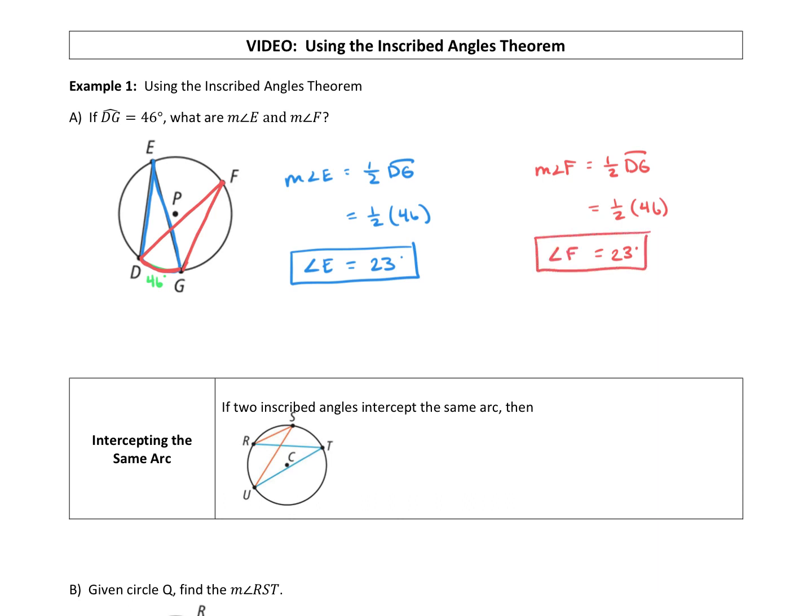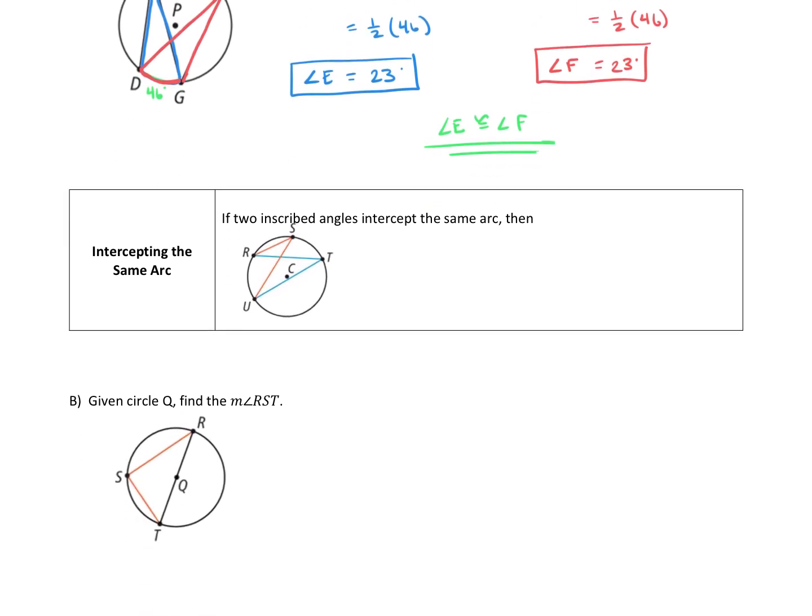Well, isn't that interesting? So we now know that angle E is congruent to angle F because they have the same measure. So that leads us to our first little theorem, intercepting the same arc. If two inscribed angles intercept the same arc, then they are congruent.